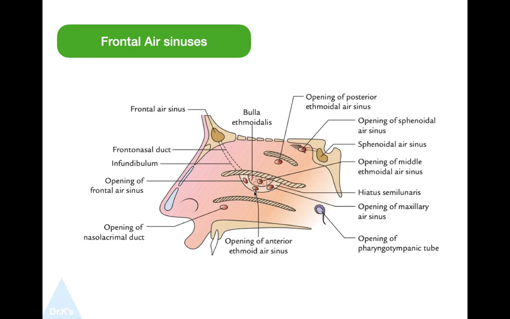This is superior meatus, middle meatus, inferior meatus. In the middle meatus, you can see a semilunar shaped hiatus, meaning opening. So in this, you can see the opening of the frontal air sinus in the anterior aspect of the hiatus semilunaris through an infundibulum.